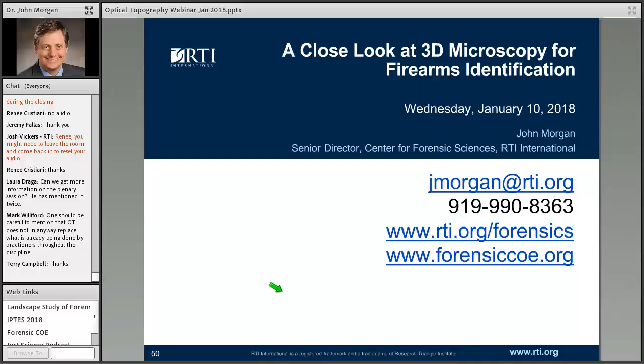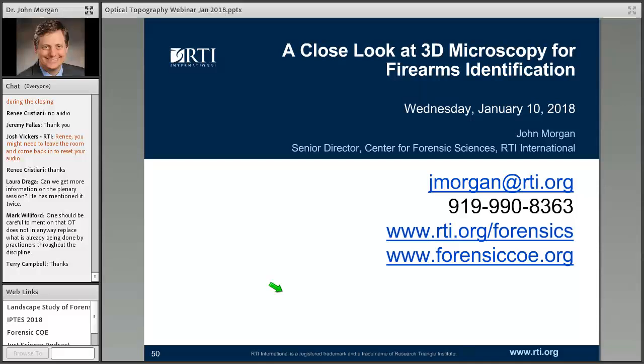All right. Next question we have is from Jessica Wade. Can GelSight give the topography of firing pin impressions as well? Yeah, in fact, if you saw one of the slides, it actually showed a beautiful picture of a firing pin impression using the GelSight system.